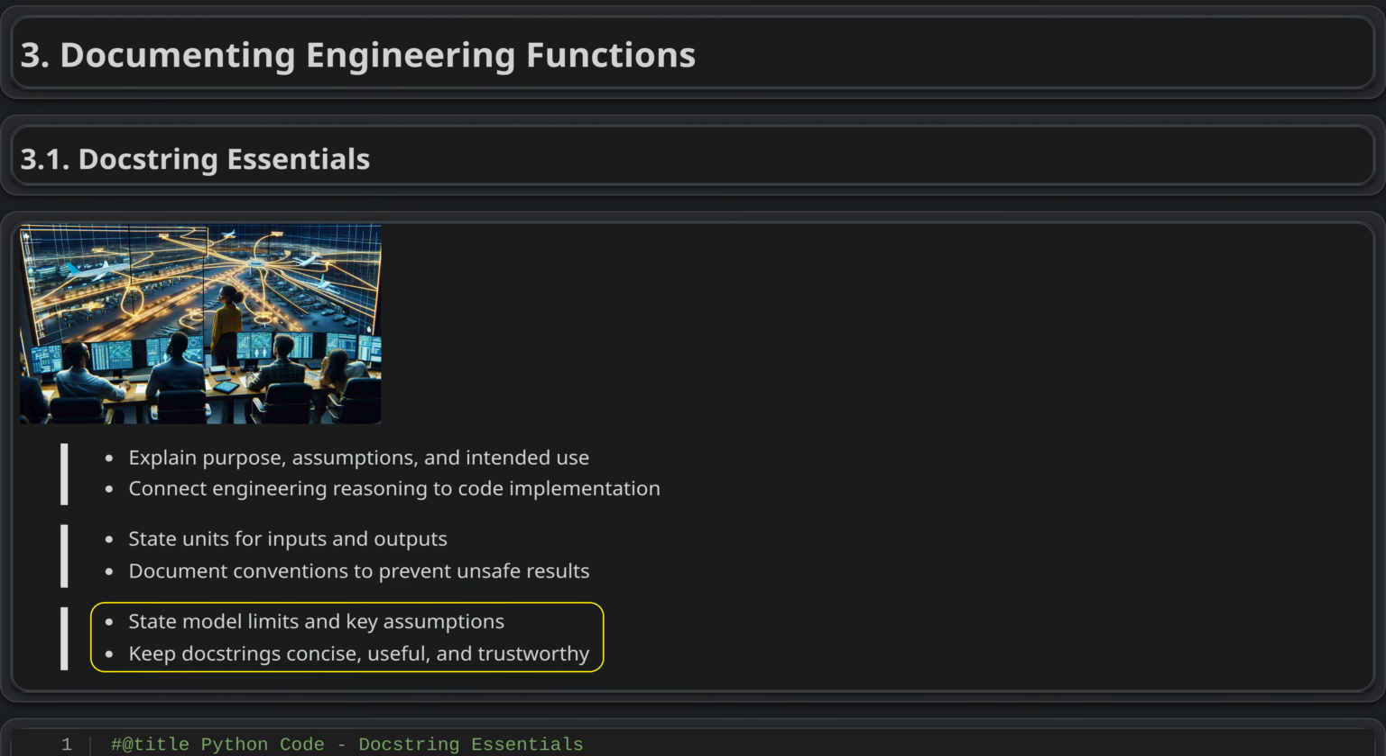A good docstring should state the limits and assumptions behind a function so users know when its results are reliable. Engineering calculations often depend on simplified models, such as idealized beam behavior or battery use, so those conditions should be briefly documented. Clear docstrings make functions easier to test, reuse, and trust by preserving the engineering intent behind the calculation.